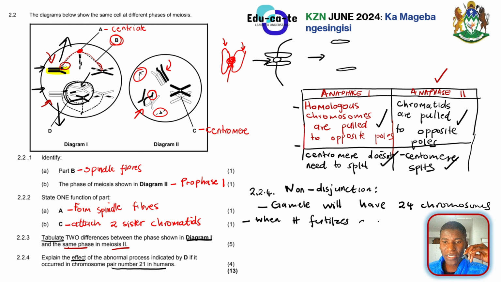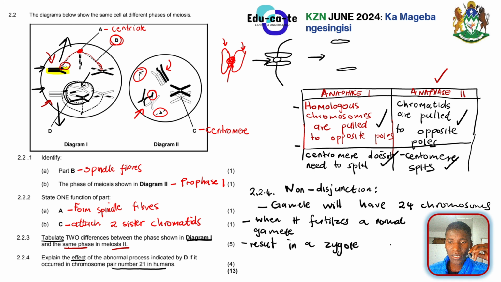So when it fertilizes a normal gamete, what will happen when it meets a normal gamete and then they fertilize? Because remember that meiosis is basically going to produce gametes, the ones that will be used to make babies. So when it fertilizes a normal gamete, what will happen? This will result in a zygote with 47 chromosomes. So a zygote with 47 chromosomes.